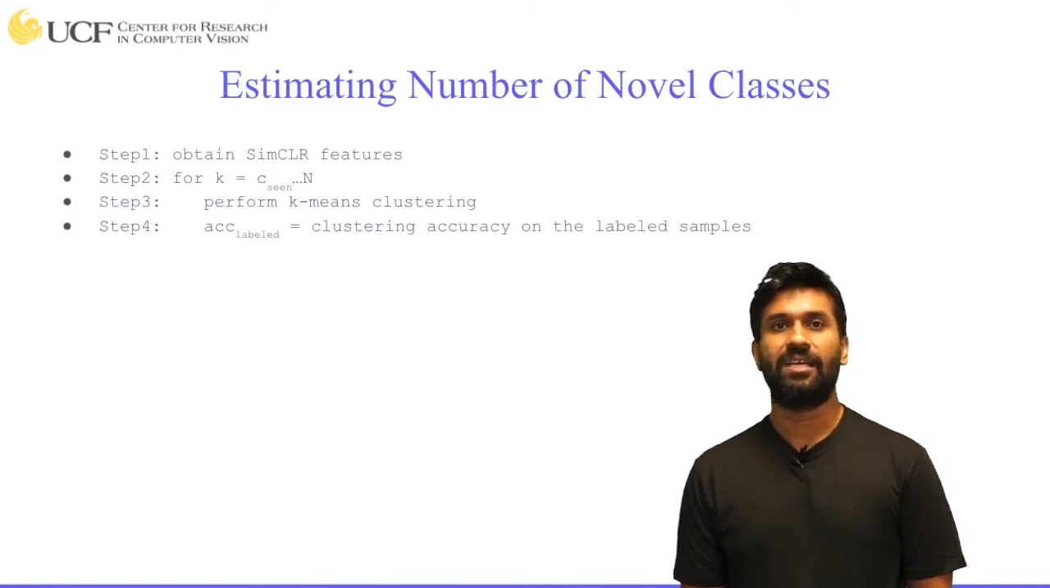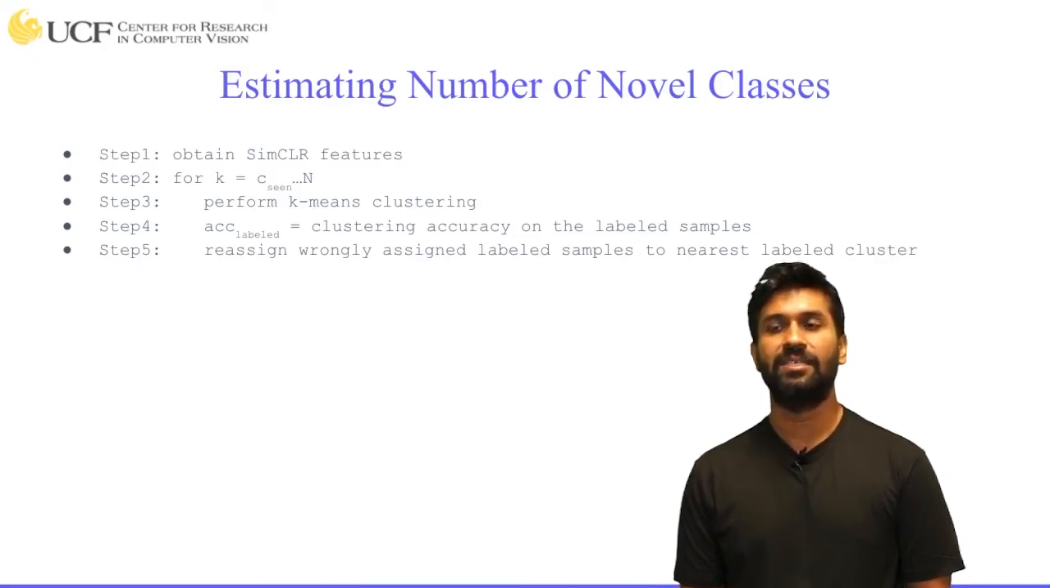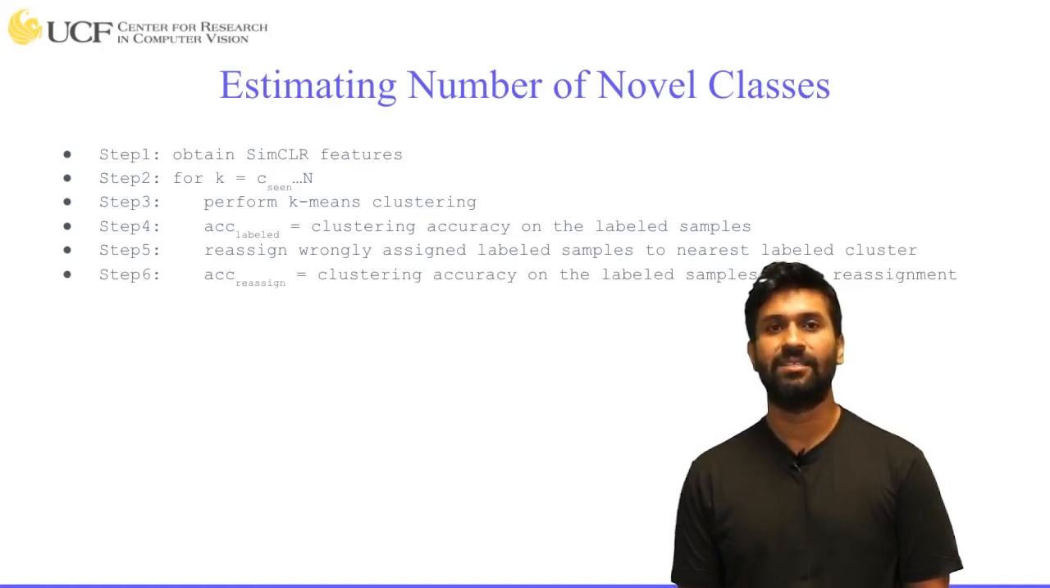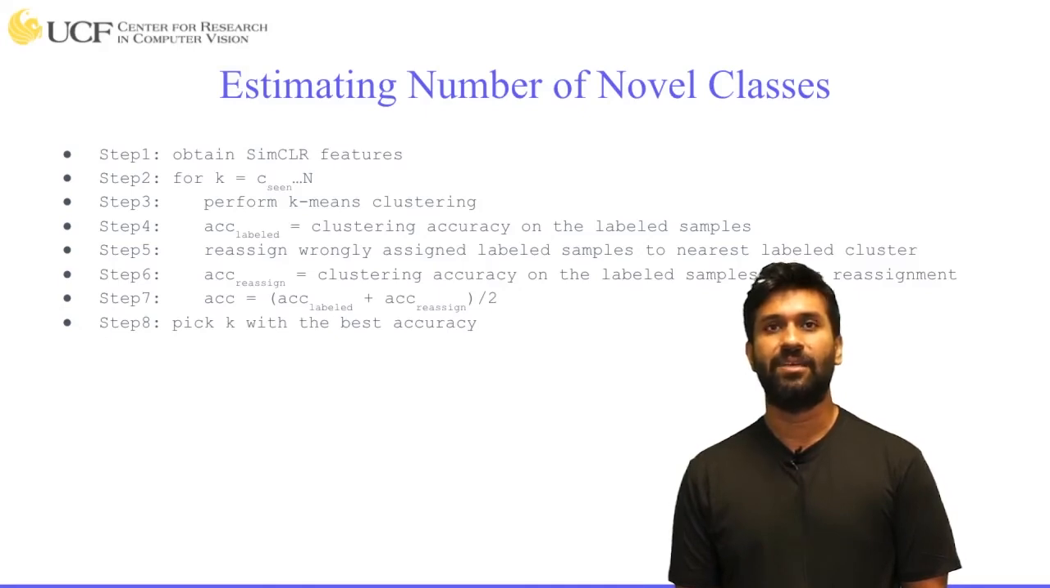Then after the k-means clustering is done, we'll compute the clustering accuracy on only the labeled samples, and we term that accuracy labeled. But the k-means clustering is not perfect, and some of the labeled samples will be misclassified. So we reassign the wrongly assigned labeled samples to the nearest label cluster based on their distance. Then we compute the clustering accuracy again, and we call that accuracy reassign. We take the average between these two accuracies, and we pick the k with the best accuracy and call that the total number of classes present in that dataset.